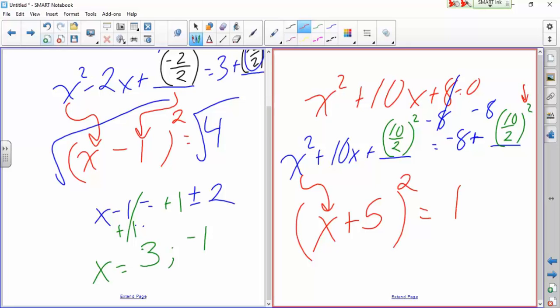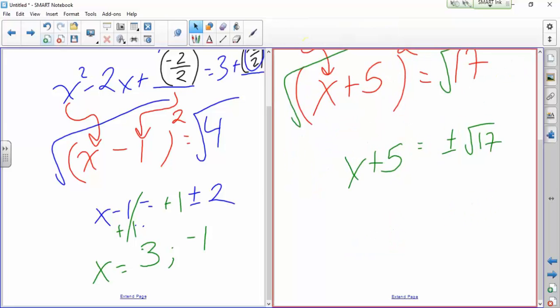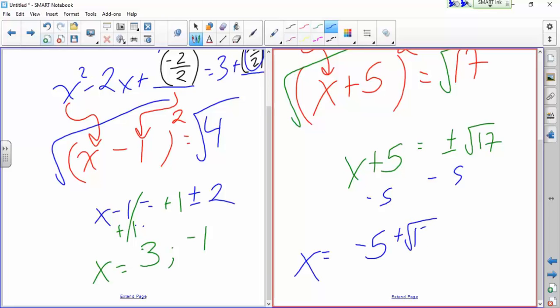So the next step we're looking at is square rooting. Tell me if I'm going too fast, because I don't want to be going too fast. So x plus 5 is equal to plus or minus the square root of 17. So we subtract 5, and we end up with x is equal to negative 5 plus or minus root 17. Let's write them separately, just to practice so we don't make a mistake.